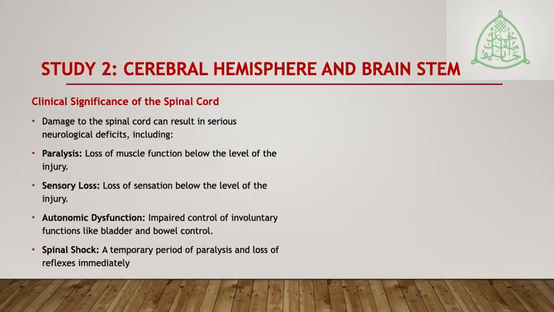So the clinical significance of the spinal cord is very important because any injury, like we said earlier on, could cause scarring. And because the central nervous system does not regenerate, just like when we injure ourselves, it can heal and sometimes you don't see a scar, but in the central nervous system it does not do that.